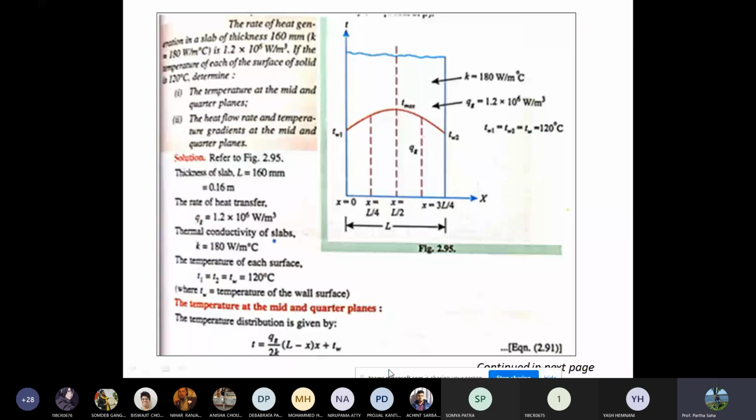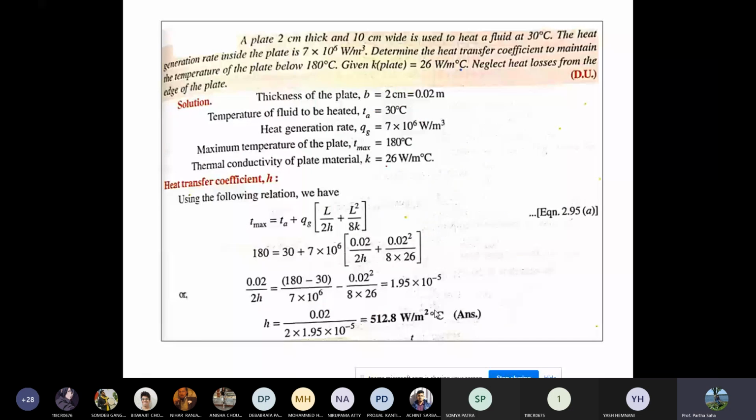To know this expression, then you can solve this problem. Let us look into another problem. A plate 2 centimeter thick and 10 centimeter wide is used to heat a fluid at 30 C. The heat generation rate inside the plate is 7 into 10⁶ watt per meter cube. Determine the heat transfer coefficient to maintain the temperature of the plate below 180 C.